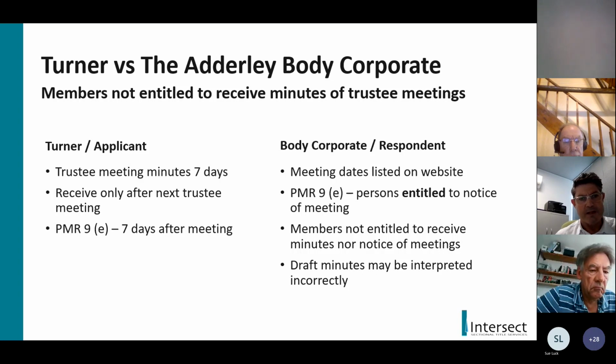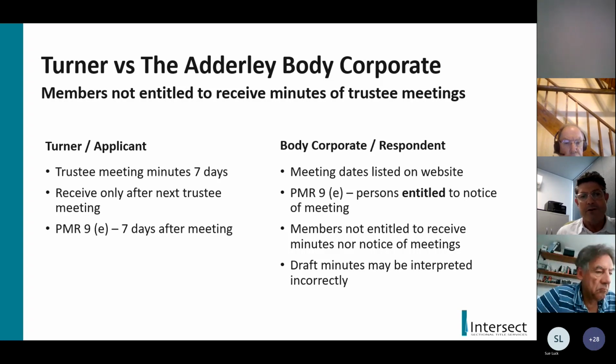So what the body corporate said was that the meeting dates were listed on the website. In this case, the body corporate had a website, and on the website, the trustees informed all the owners when the next trustee meeting would be held. They also relied on prescribed management rule 9E, persons entitled to notice of meeting. They argued that this means the trustees, and that the members were not entitled to receive the minutes nor the notice of the meeting, although they did put it on their website.